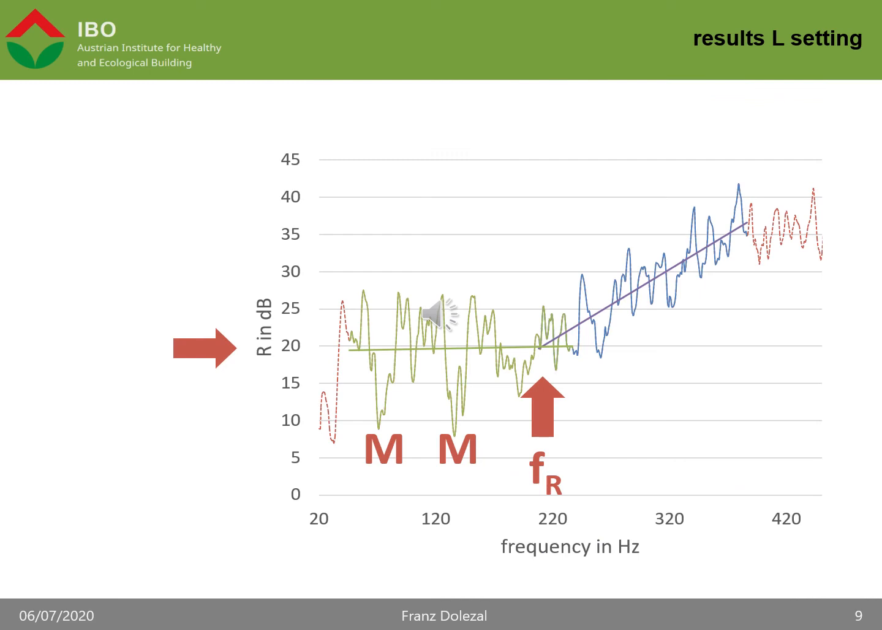This graph shows the lower frequency range of the sound reduction index of the red curve from the last slide. It's a phasing layer with 5 centimeter distance to the CLT slab and ordinary hangers. Indicated with M are the 2 eigenmodes of the slab, and FR is the resonance frequency we found in this curve.